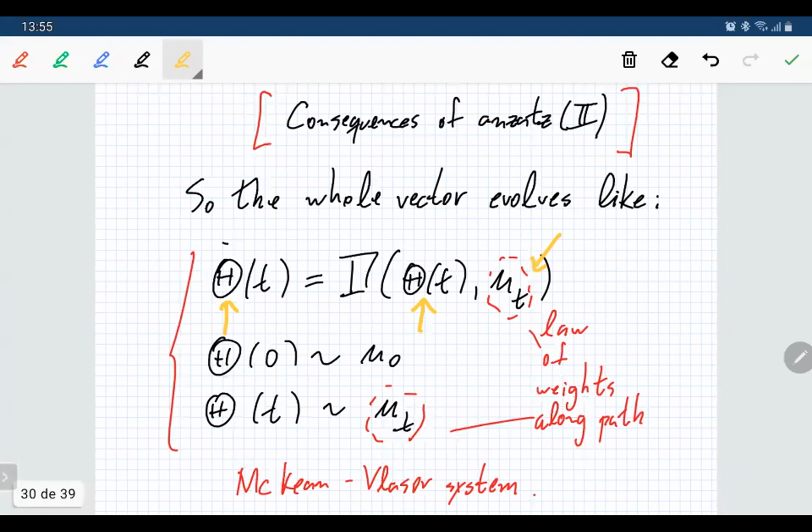The initial law of theta 0 is mu 0. And then there's this additional self-consistency equation, because remember, this is the vector of weights along the path. Because the initial conditions are random, it's random at time t. And we know that this mu of t is the probability distribution of these weights along the path. So theta evolves according to mu of t, but it must be that theta of t has law mu of t as well. And that's what McKean-Vlasov boils down to.